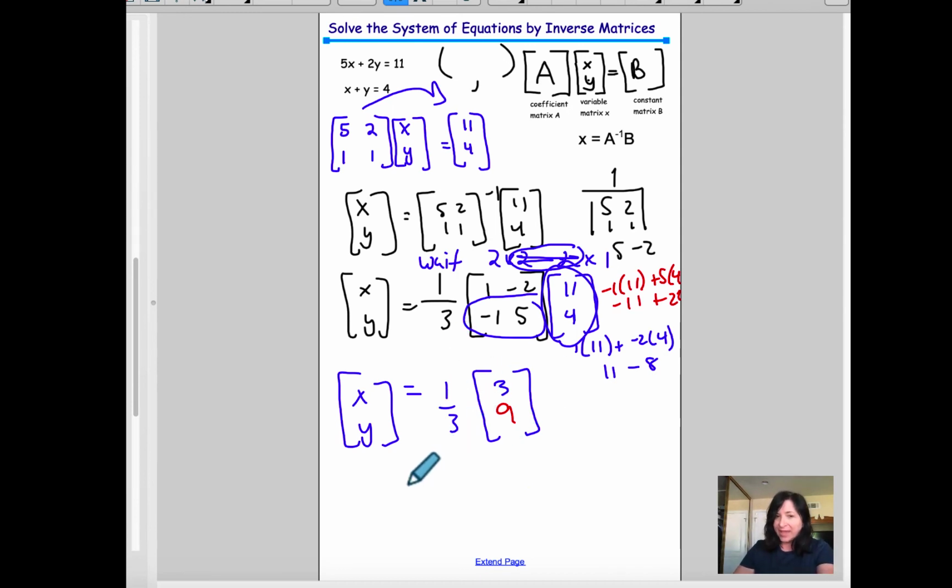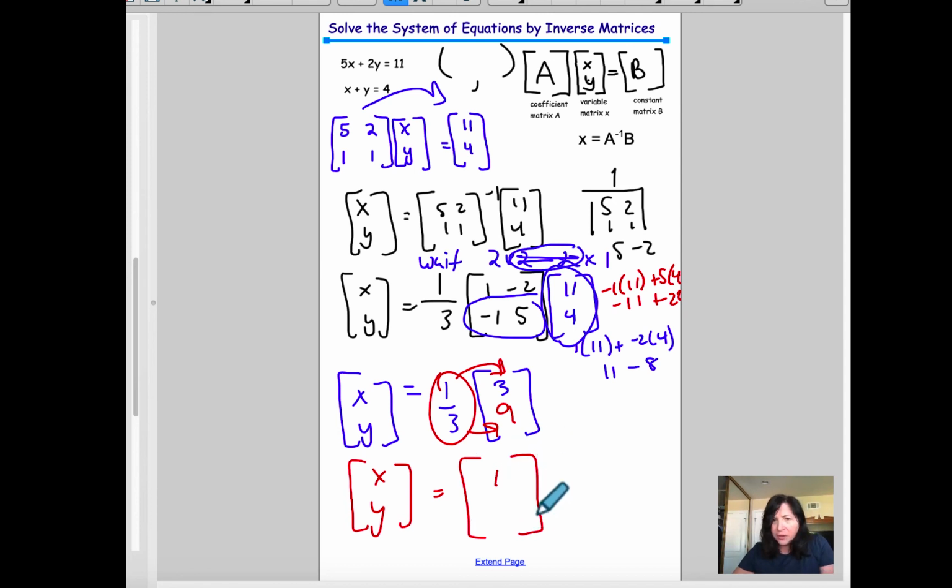Because now I've got a scalar value, meaning here's x, here's y. And once I multiply 1/3 times each number, what's 1/3 of 3? 1. And what's 1/3 of 9? Well, that's 3. So ultimately, heads up, we did it. Our intersection point is 1, 3. Right on. Don't you love this? I love math.